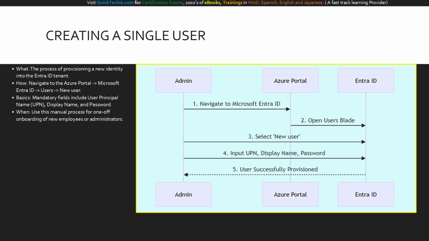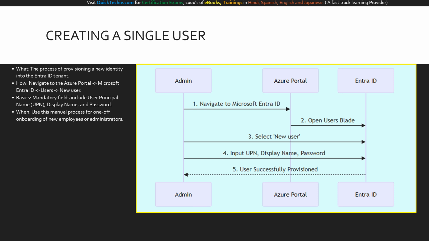So, how do we actually create a user? It's a very straightforward process. When you need to onboard a single new employee, you'll use the Azure portal. You simply navigate to Microsoft Entra ID, select the user's blade, and click New User. To get the basics right, you must fill out the mandatory fields: the user principal name, which acts as their login ID, their display name, and their initial password. You can either let Azure auto-generate a secure password for you or define one manually. Finally, you can assign them to a location and department before clicking Create.